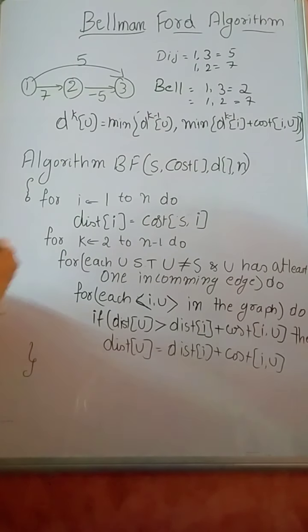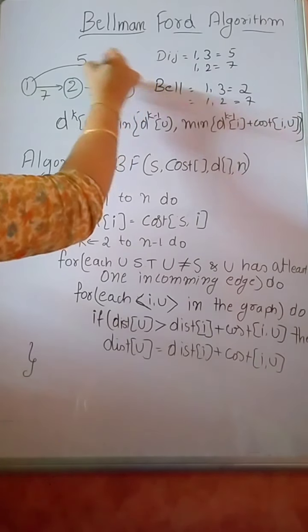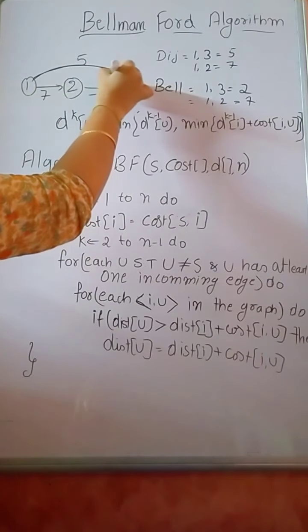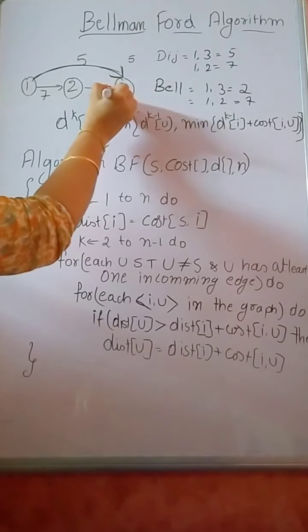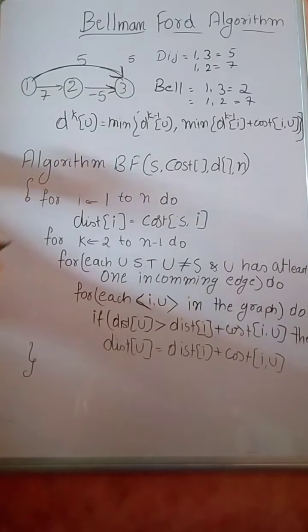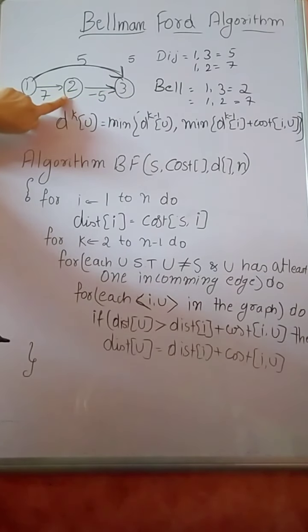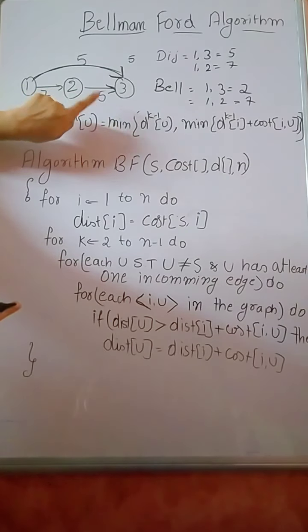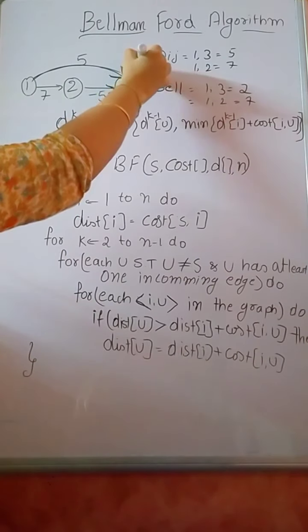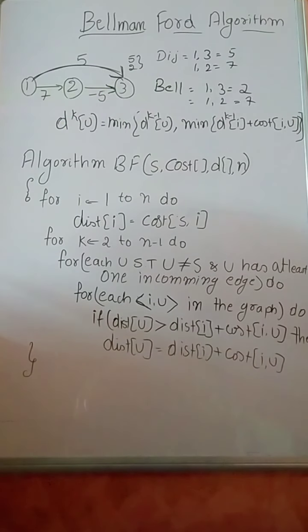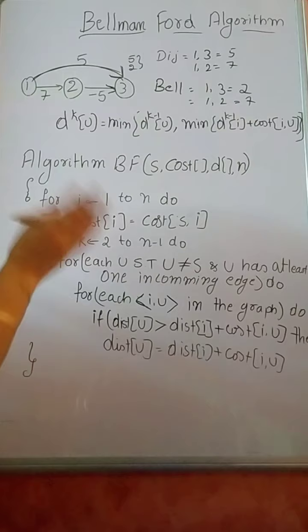Okay. So for each incoming edge it will consider. If it is considering this incoming edge, what is the distance it is getting? 5. Now it will consider this other incoming edge. This incoming edge is coming from 2. What is the distance till 2? It is 7, and 2 to 3 is minus 5. So how much is it? 2. Getting my point?